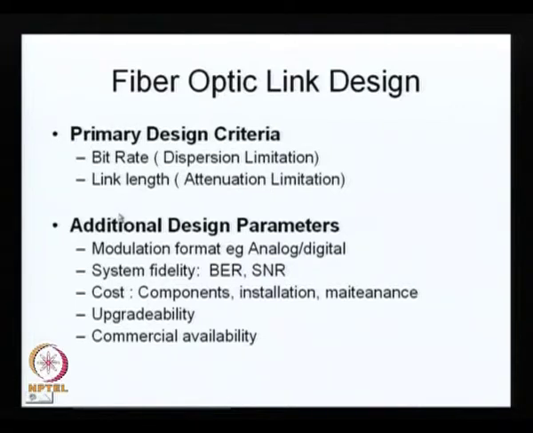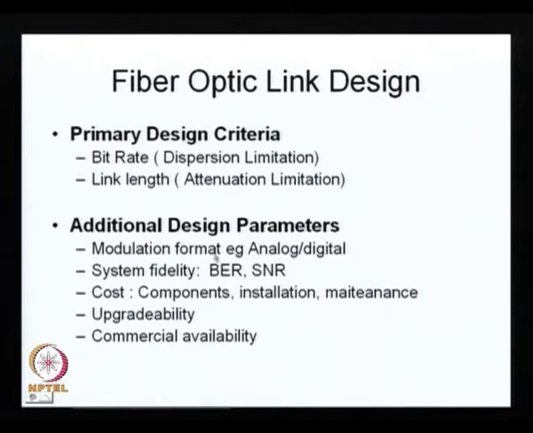A user specifies, this is the bit rate I would like to transmit on this optical link. The second thing is over what distance this data is to be sent, which we call the link length. And this is essentially related to the loss or the attenuation of the signal on the optical fiber. In addition to this, we can have some more parameters for designing the link.